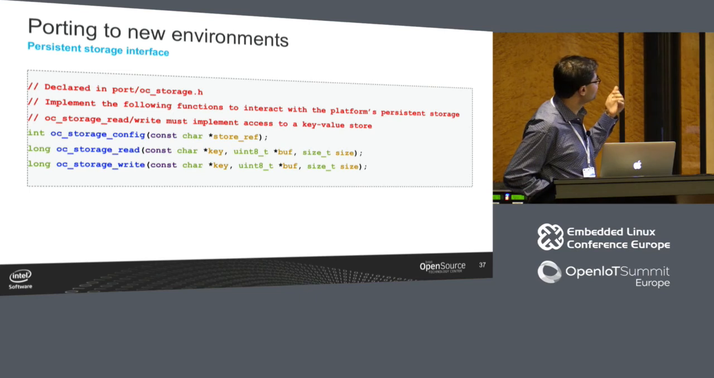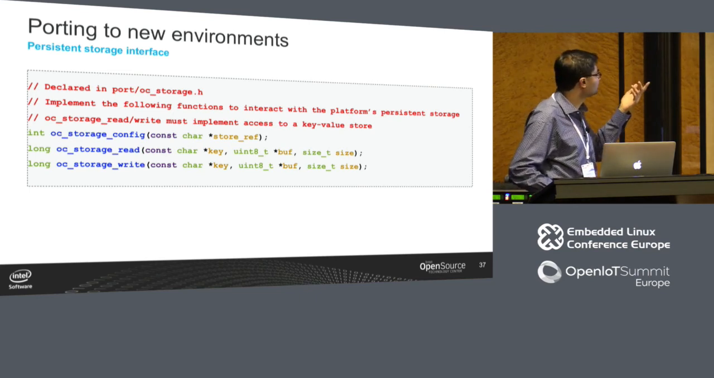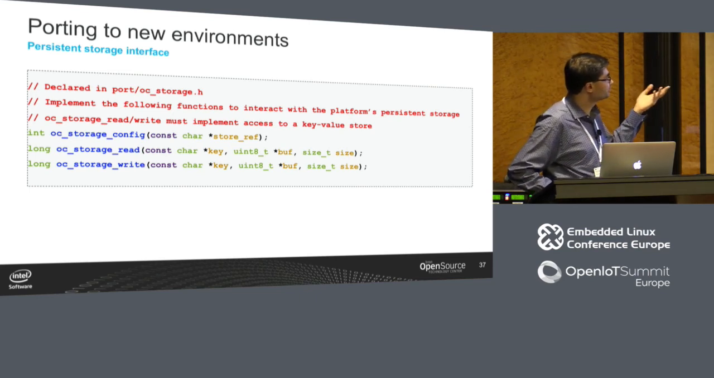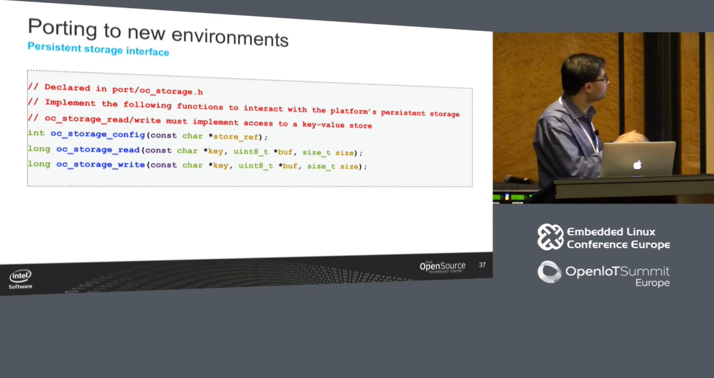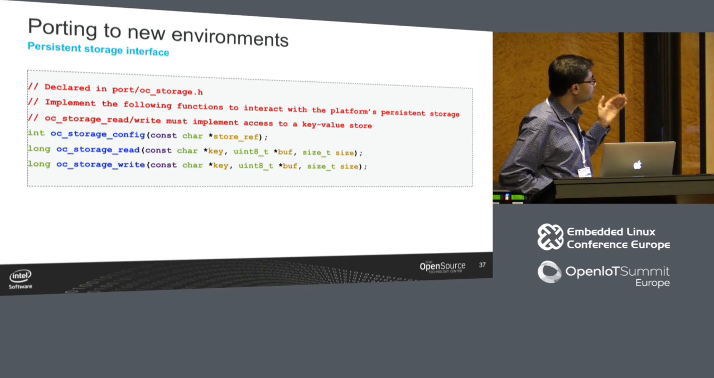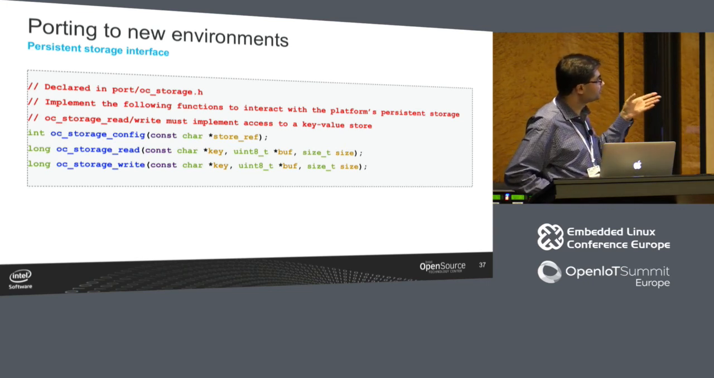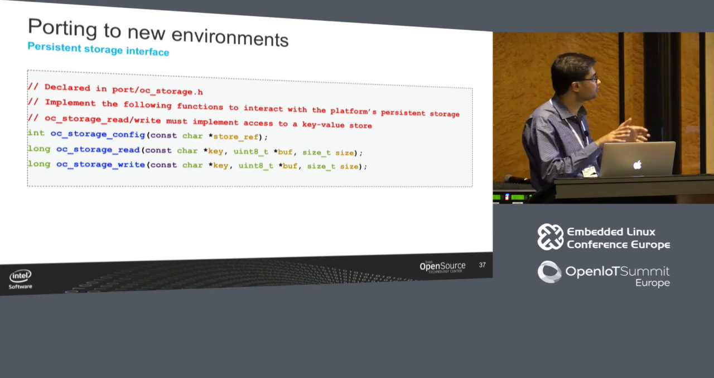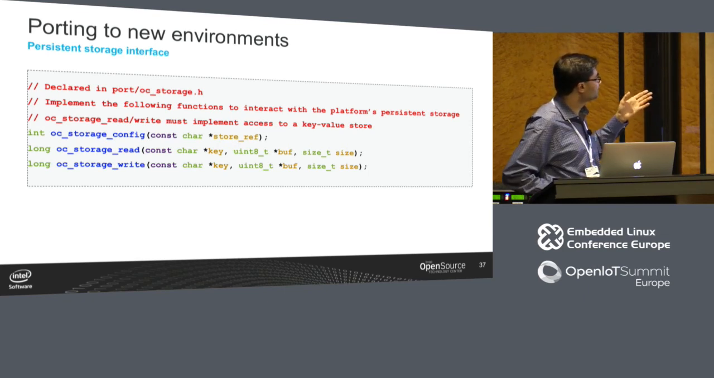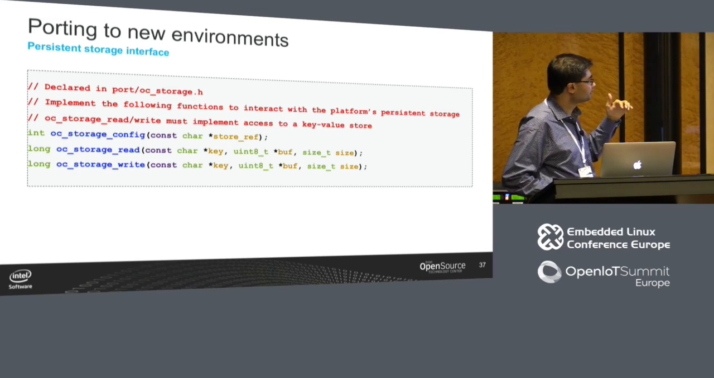And this is the persistent storage interface. I spoke a little bit about OC storage config, which is for initialization. How it's used entirely depends on the implementation. But OC storage read and write must most definitely implement access to some key value store, since the framework internally calls these functions to read from keys and write to keys.